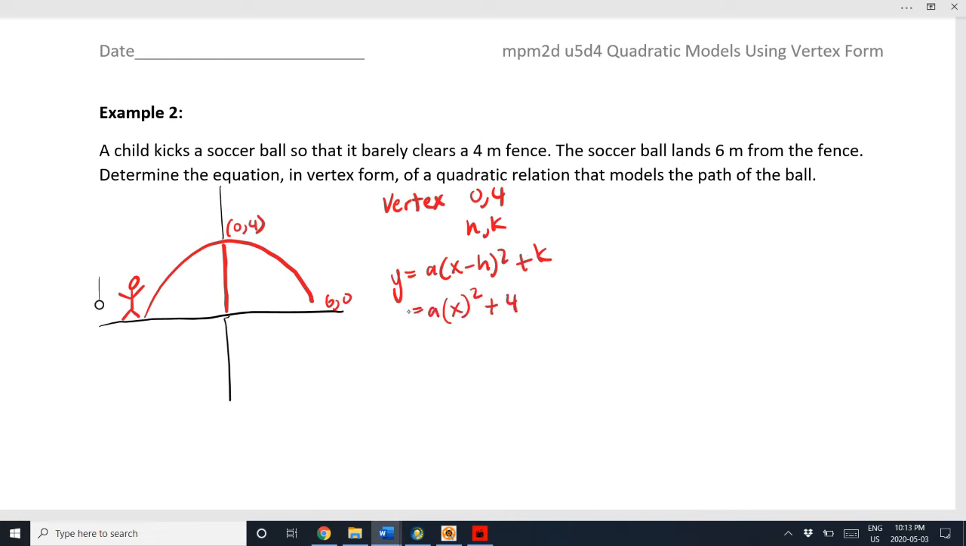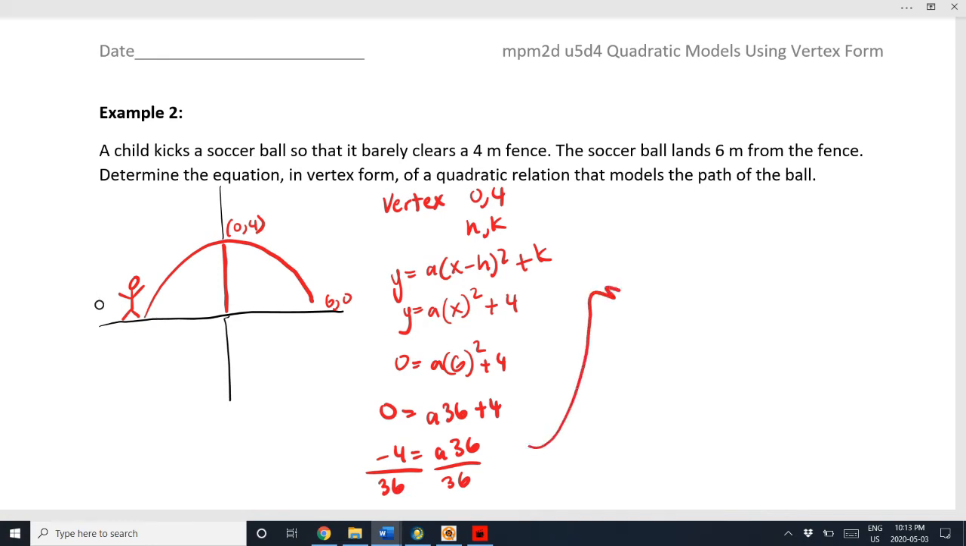We don't know what a is, but we do have a good point, and that's this when it lands on the ground. The x value is going to be 6. Our y value is going to be 0. Okay, before we go anywhere, let's use some BEDMAS. We've got to do exponents, so we're going to clear up this 6 squared here, which is going to be 36. So a times 36 plus 4 is equal to 0. We're going to move the 4 over to the other side, so it becomes negative 4 is equal to a times 36. Now we want to get a by itself, so we're going to divide both sides by 36.